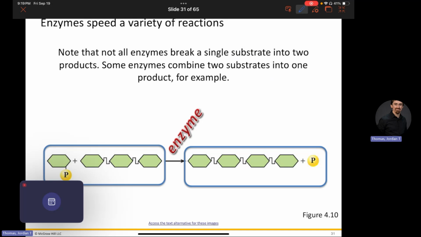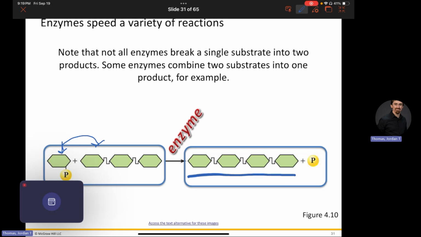Enzymes speed up a variety of reactions. Note that not all enzymes break a single substrate into two products. Some enzymes combine two substrates into one product. And this is an example here where we're taking this glucose molecule, combining it to this chain to get an even longer chain. So enzymes can do a wide variety of functions, and it depends on the specific enzyme. Some will build molecules, some will break molecules down. Some will perform other functions within the cell. It all depends on what that enzyme is.